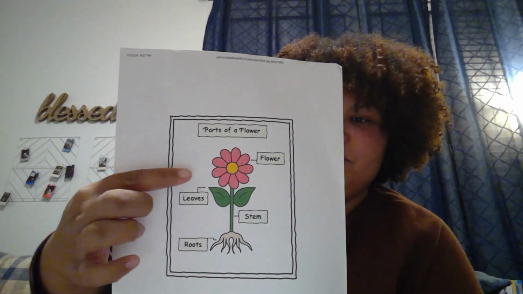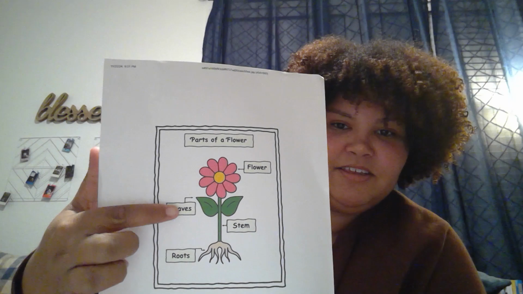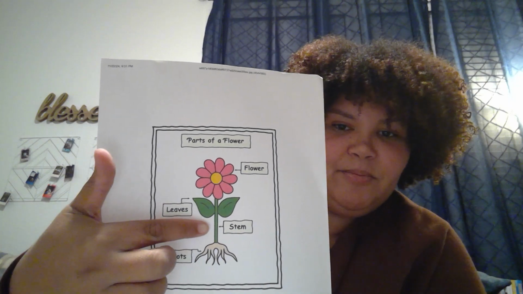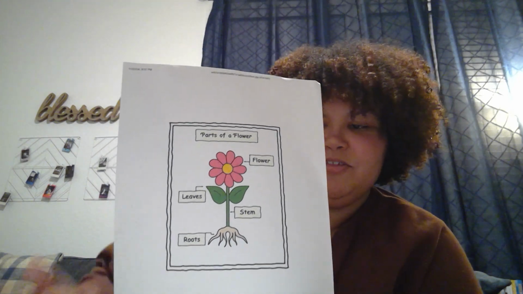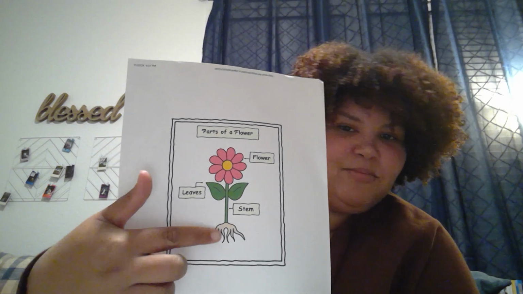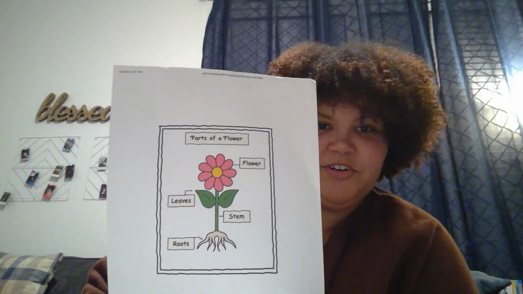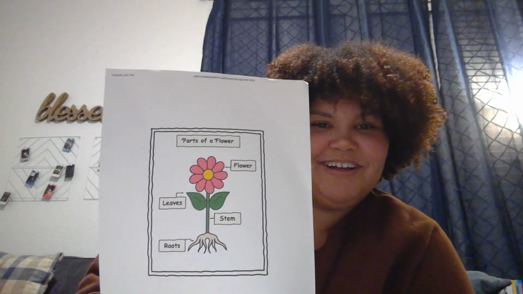So, first I want to go over the parts of a plant. Today we're going to specifically be talking about a flower. So, on here we have a pretty pink flower. We have the flower, its leaves, the stem, and the roots. If you think about it, the roots are in the ground, so that's the part that we can't see. The stem is usually the part we start seeing first, then the leaves, then lastly the flower. Okay?